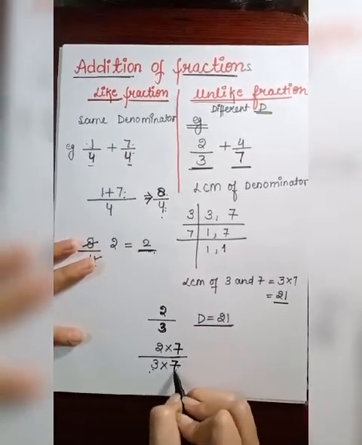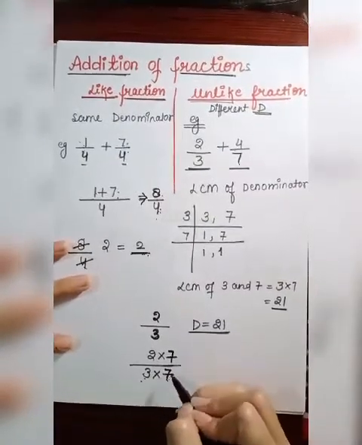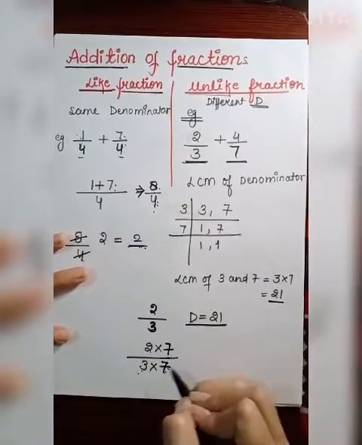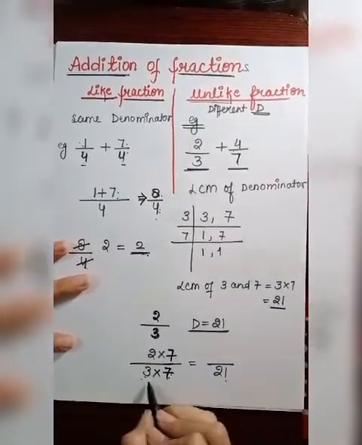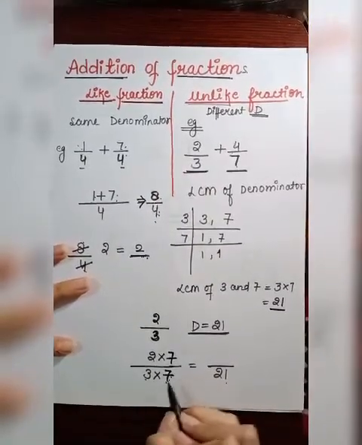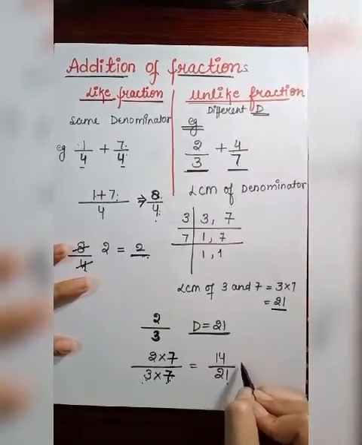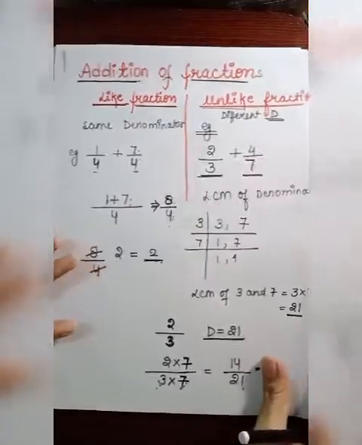Whatever we will do in the denominator, we have to do in the numerator. And whatever we will do in the numerator, we have to do the same in the denominator to make the fraction equal. So here we have to make our denominator 21. So we have multiplied 3 by 7. And here we have multiplied 7. So we have to multiply in the numerator also. 2 sevens are 14. So this fraction has become 14 upon 21.